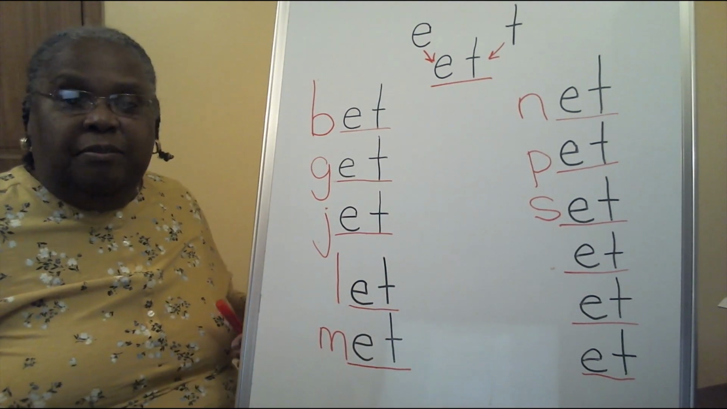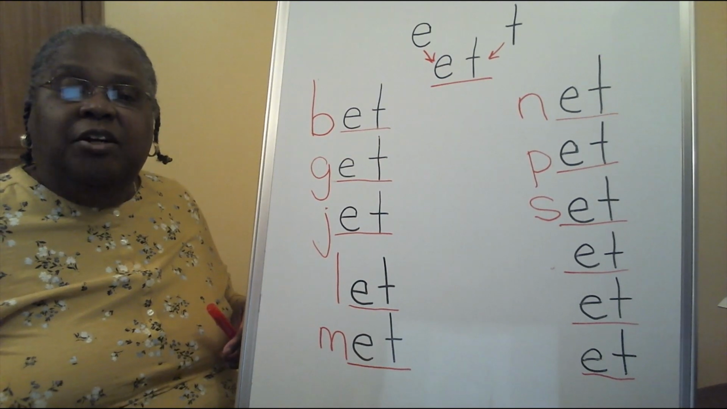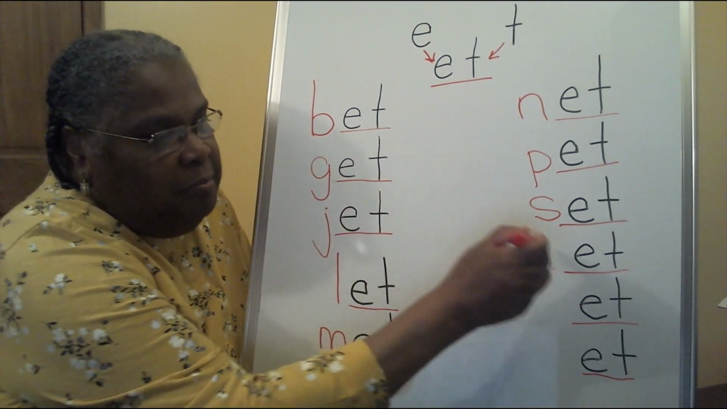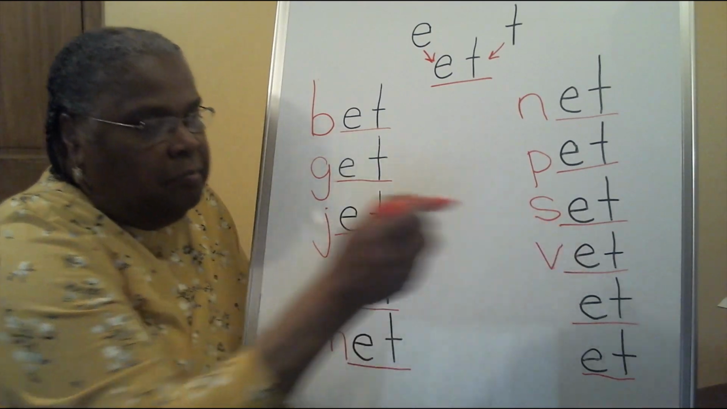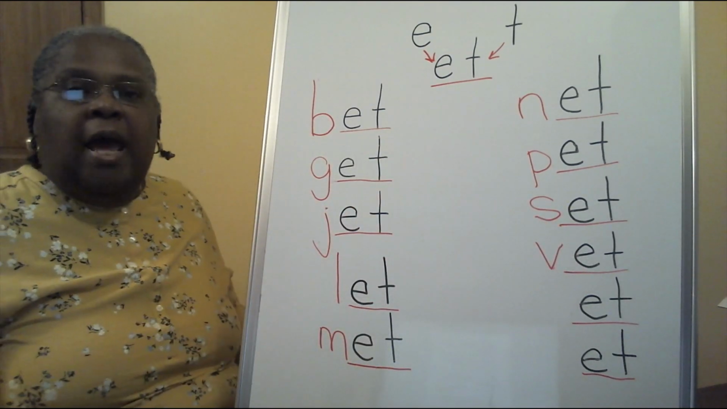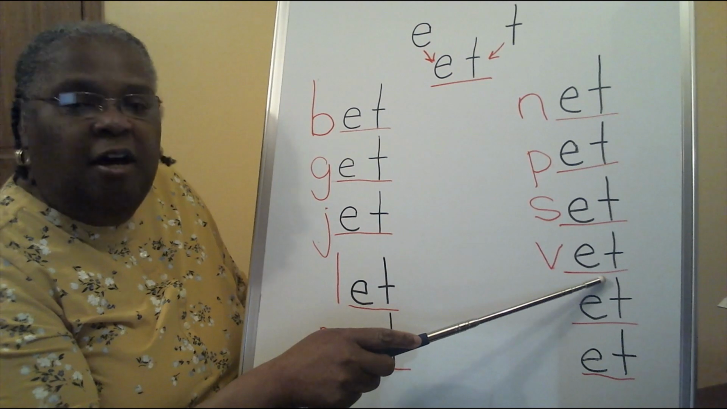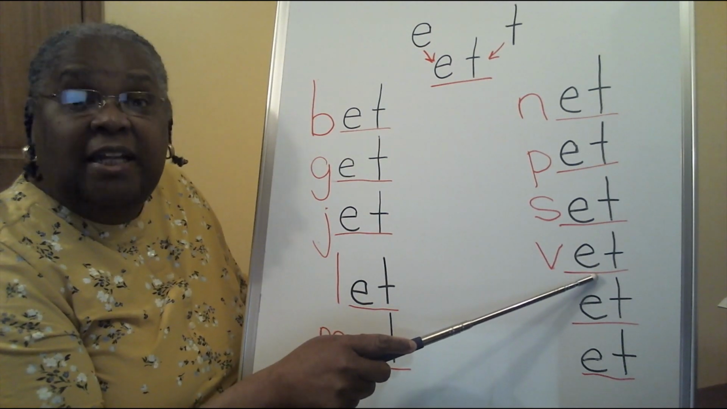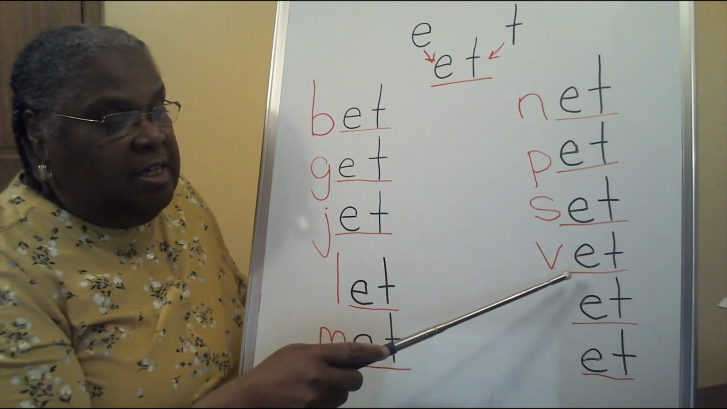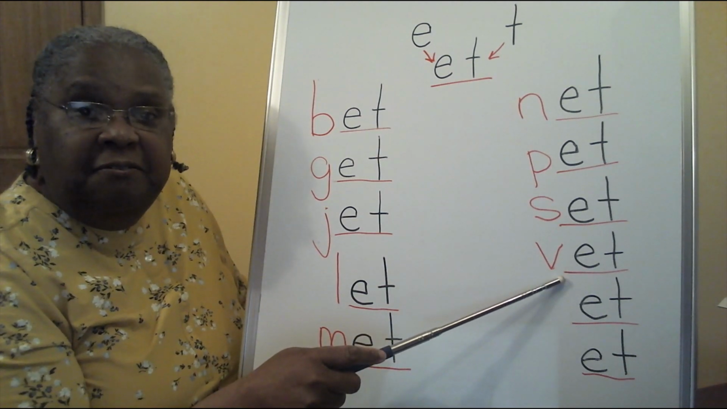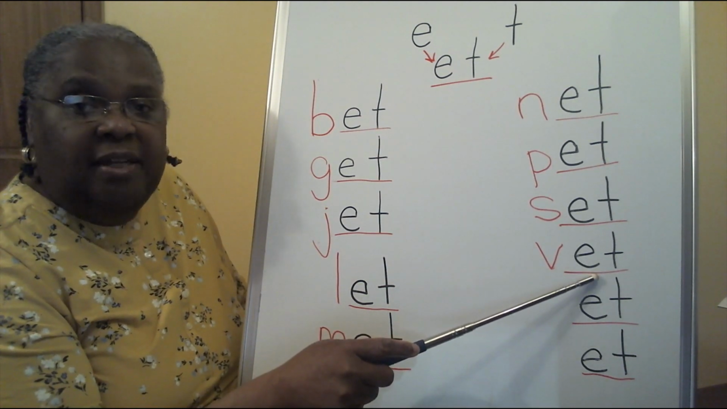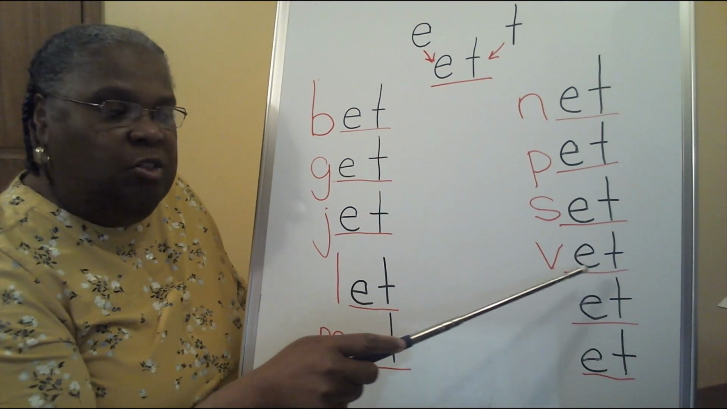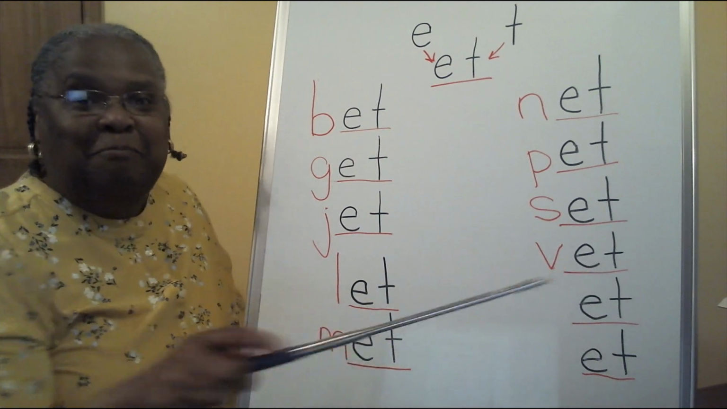When we put the letter V at the beginning of the blend et, we form the word vet. Let us sound out the word together. Say the V sound, v. Say the sound of the blend, et. Now say the V sound and the sound of the blend together smoothly, vet.